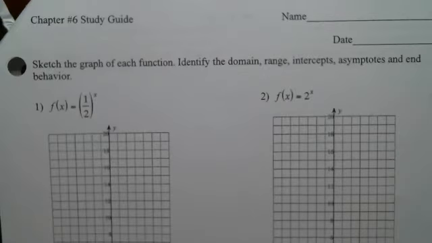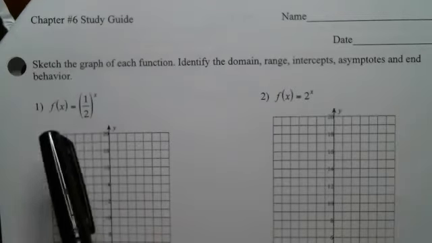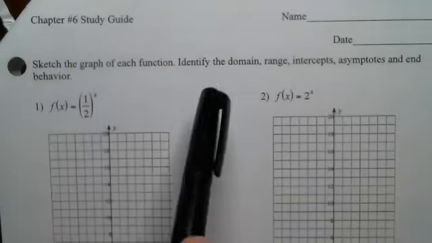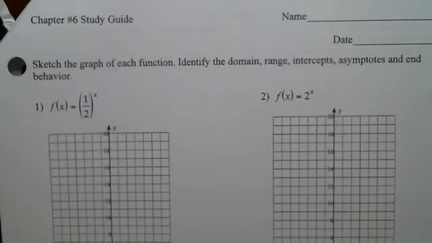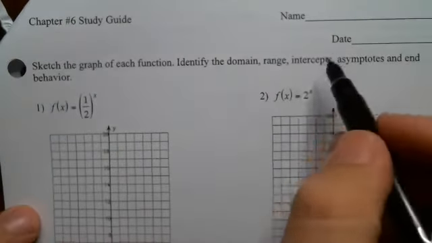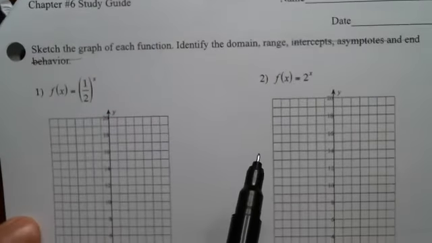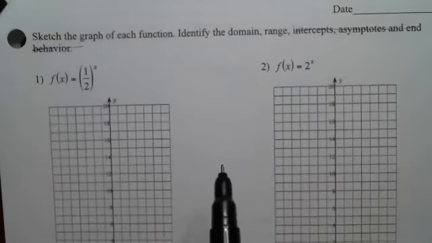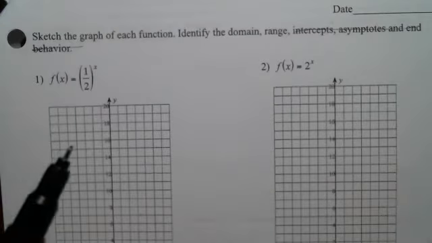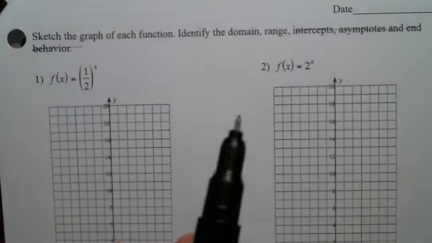Okay, so jumping over here to number 6 study guide. It says sketch the graph of each function, identify the domain and the range. You guys don't have to do intercepts, asymptotes, or end behavior, but what you may be asked to do on the test is to identify the domain and the range, all right? Which, if you remember, everything we did was pretty much the same.